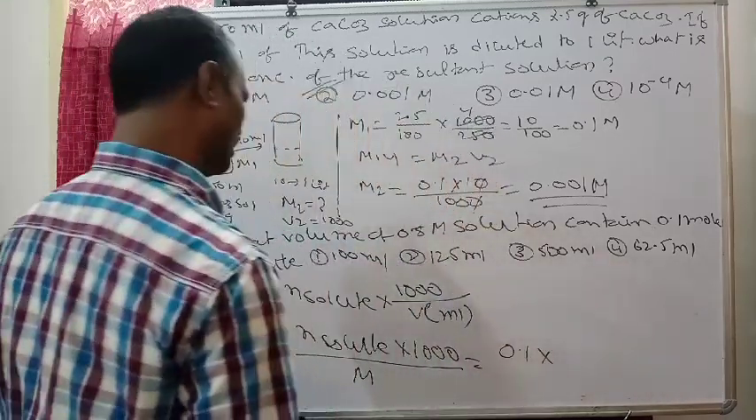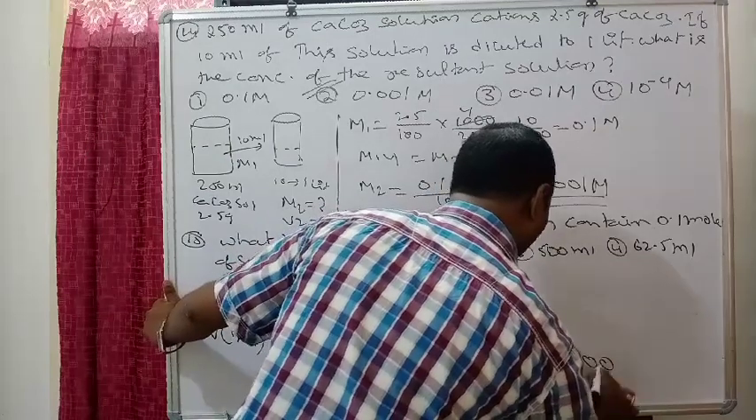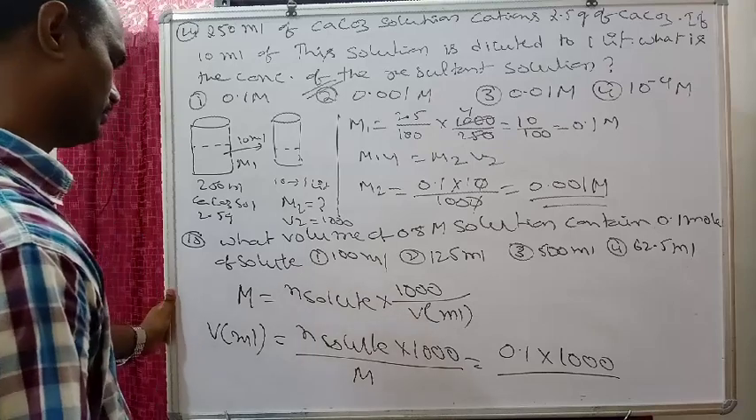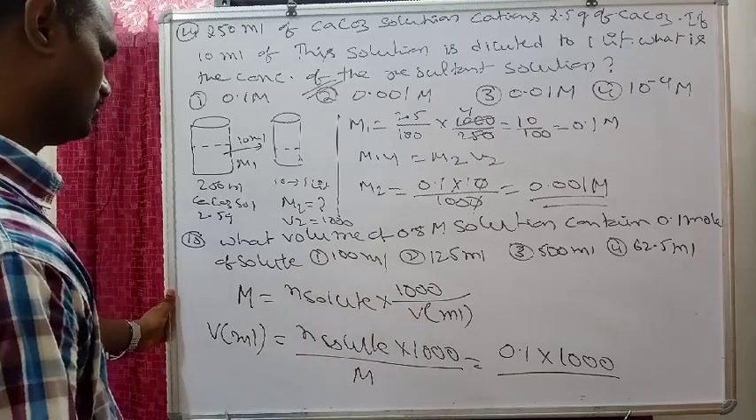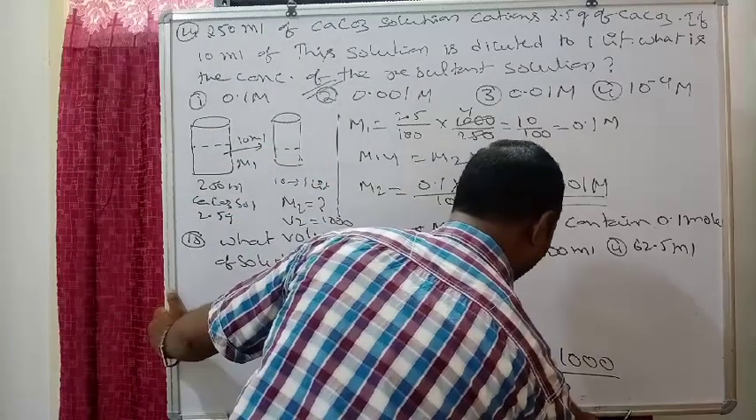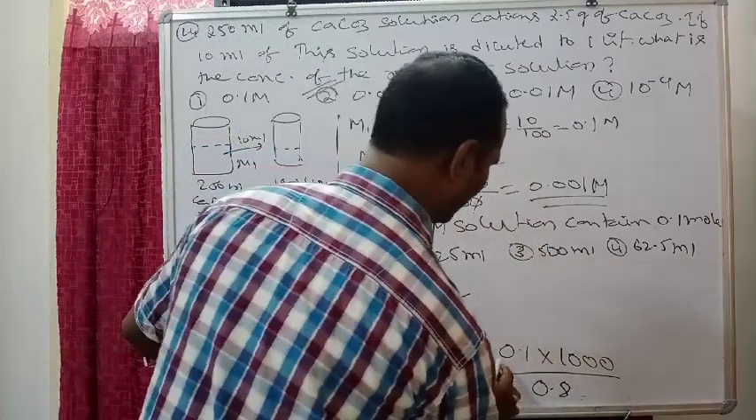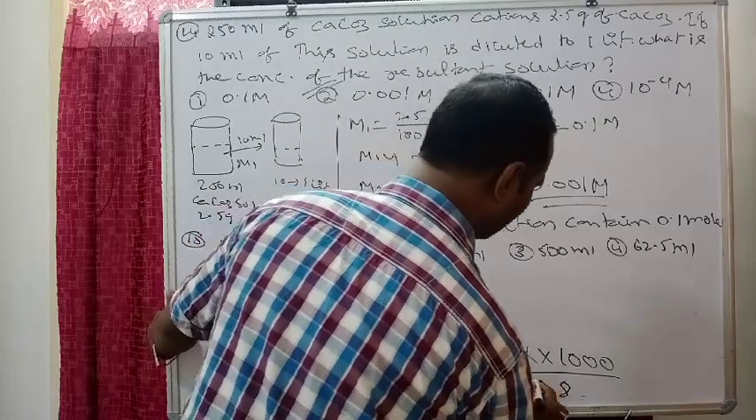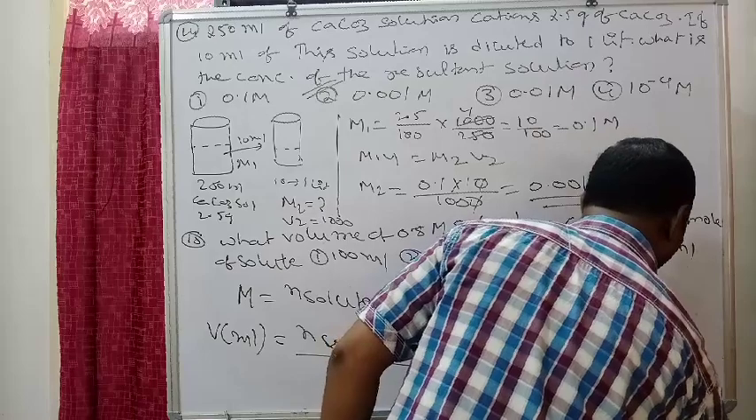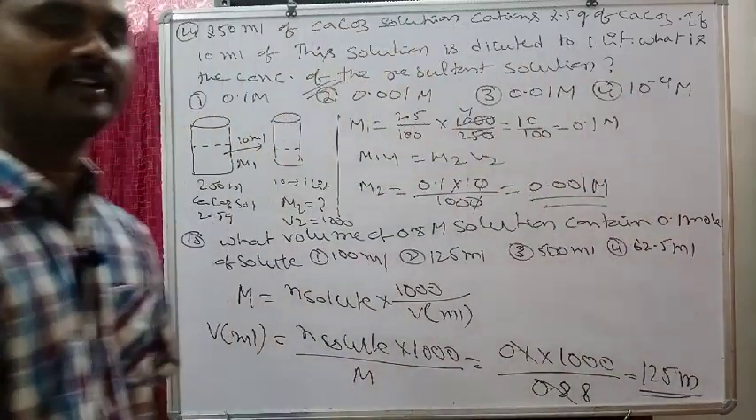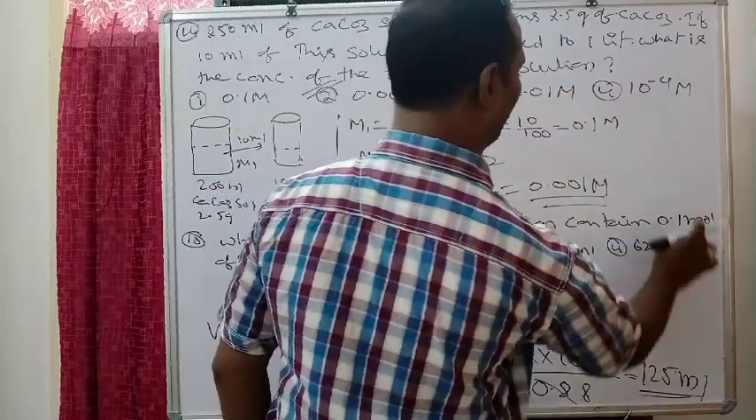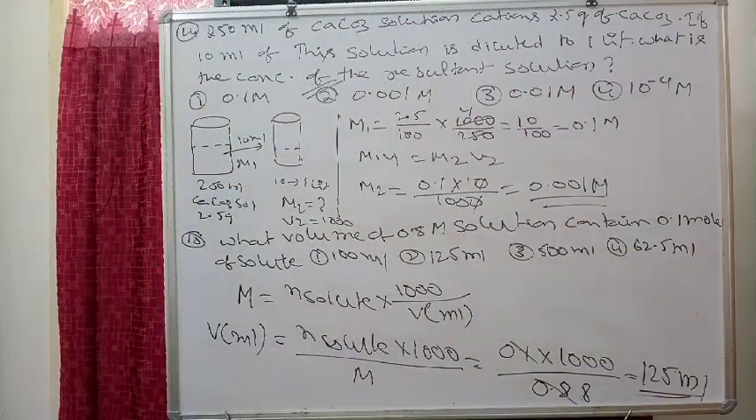What is the number of moles of solute? 0.1 into 1000 by the molarity, 0.8 M. Here 0.1 by 0.8, 8 times will go. 1000 by 8 is 125 ml. So 125 ml contains 0.1 mole of solute.